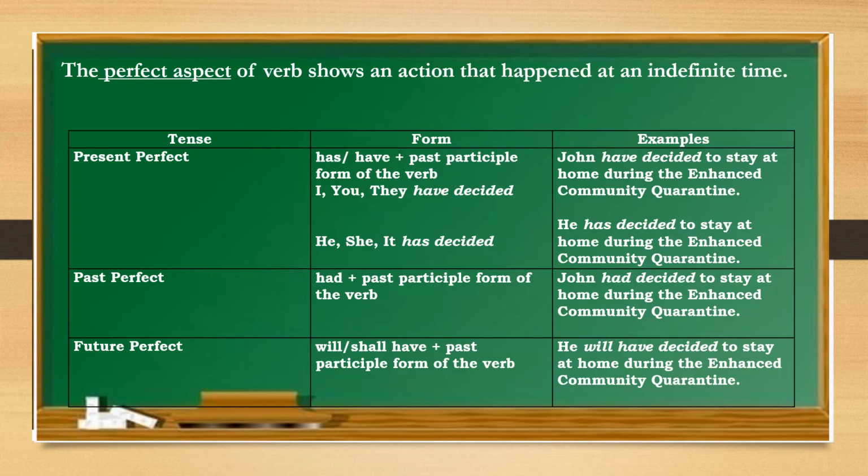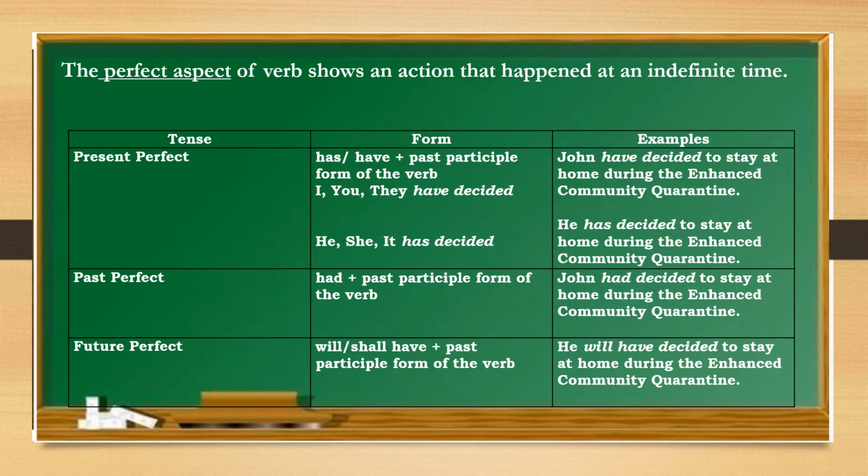The perfect aspects of verbs shows an action that happened at an indefinite time. So, we have the tense, the form, and examples. For the present tense, the form is has or have plus past participle form of the verb. I, you, they have decided. That is an example. For he, she, it has decided.